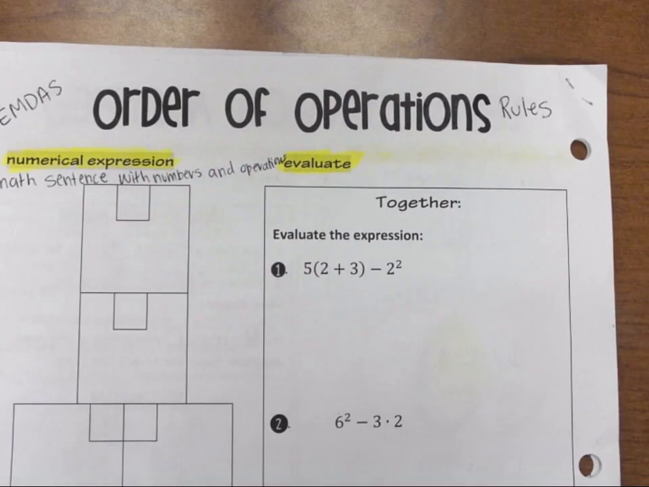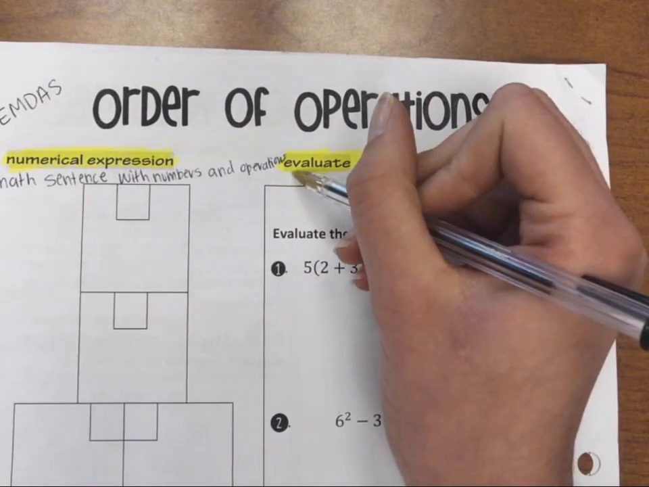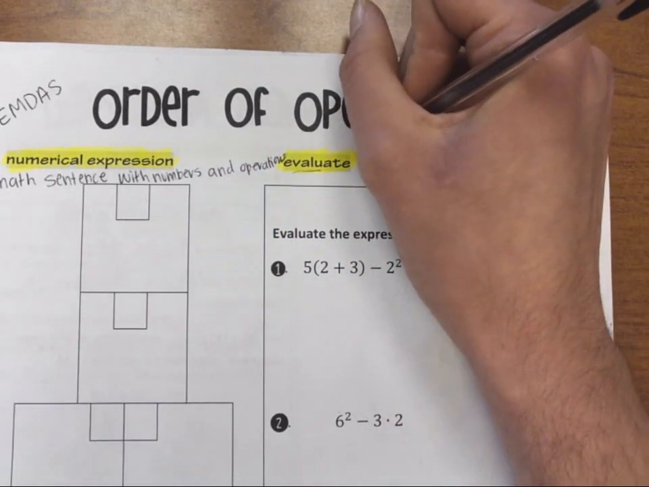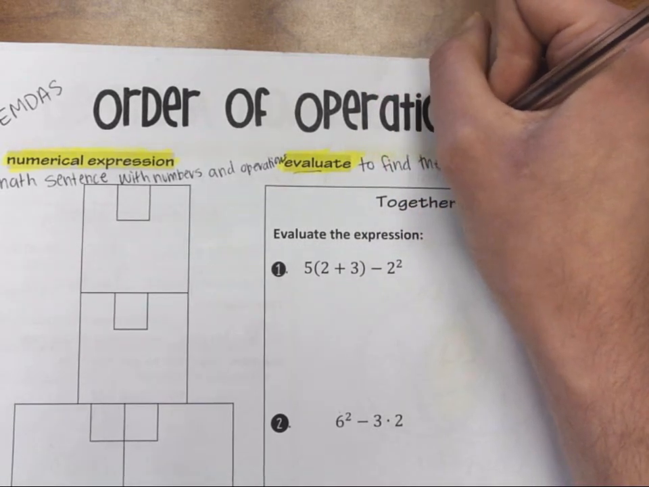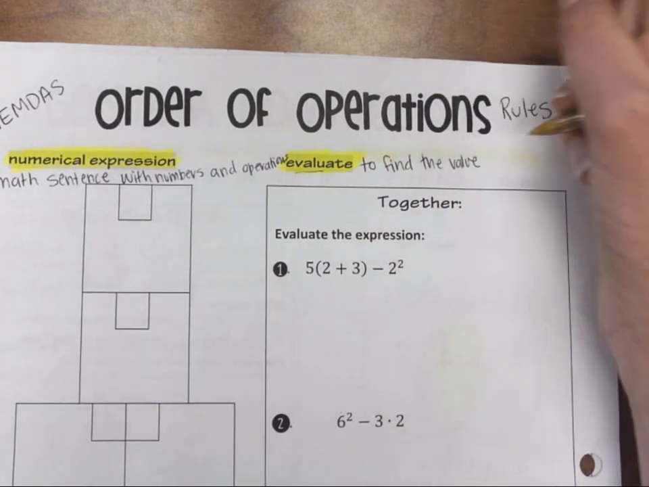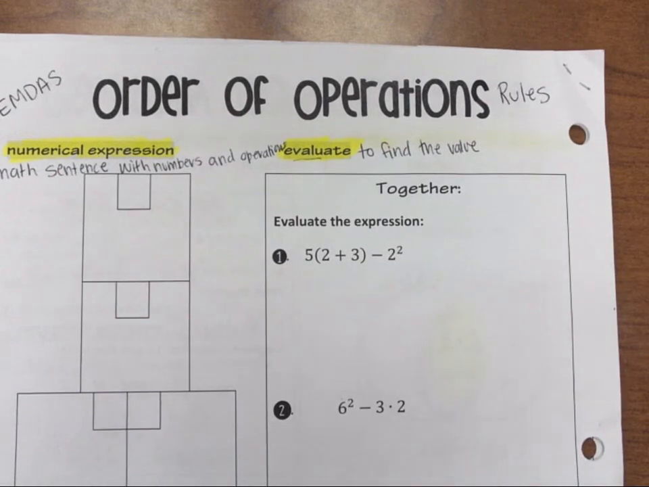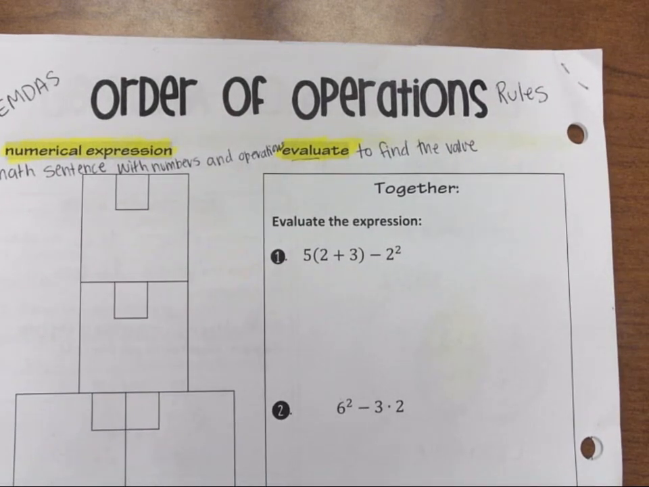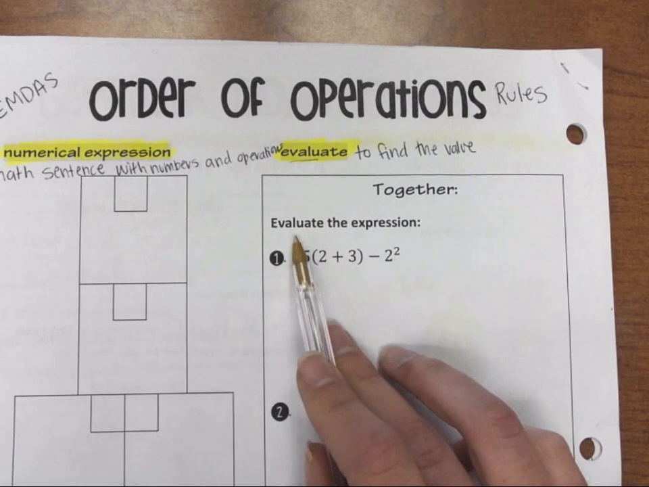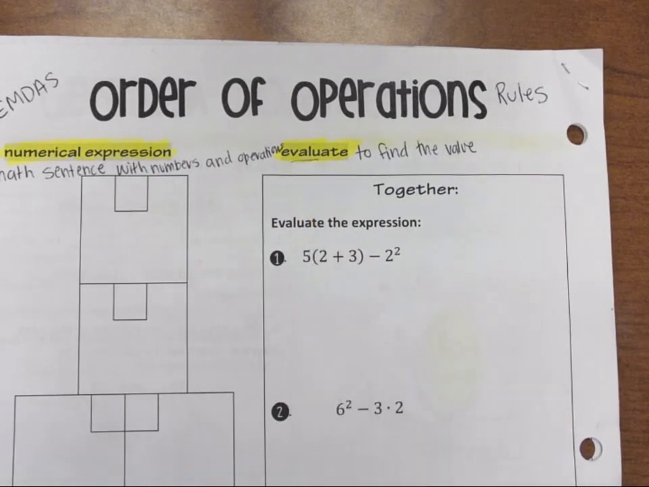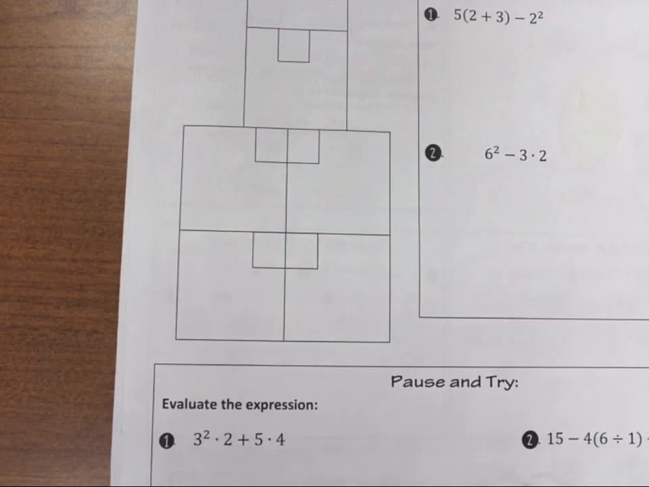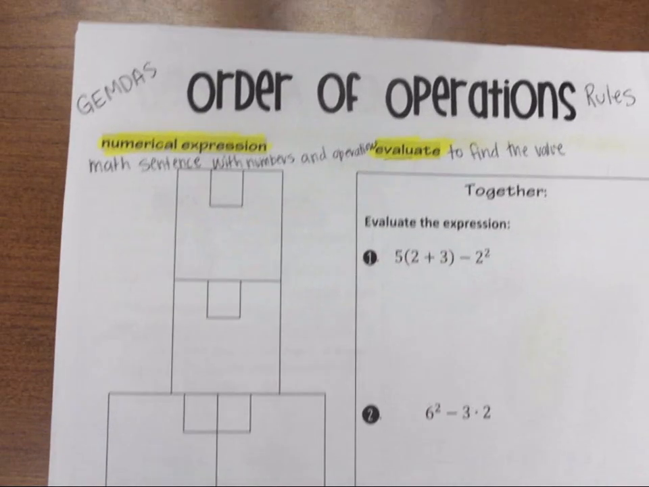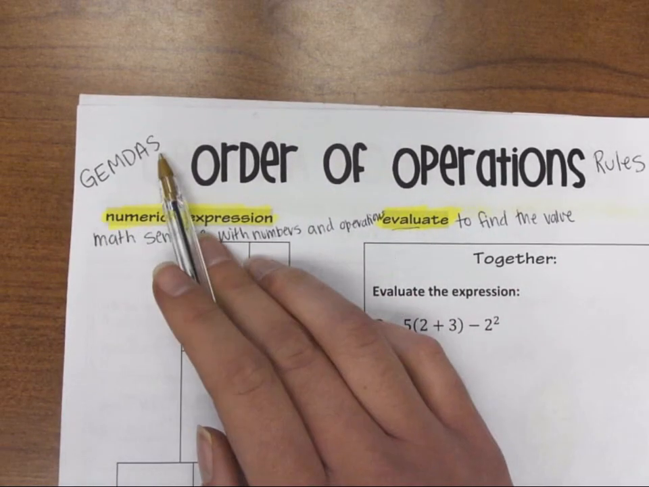Another word you're going to need to know is evaluate. Evaluate, see how it's got the word value right in there? It means to find the value. So if I ask you, how much would that equal? That's what evaluate is. So you can see that right here, we're going to be evaluating an expression. Again, down here on your pause and try, you're going to be evaluating, so that means find the value. Okay, let's look back at GEMDAS.